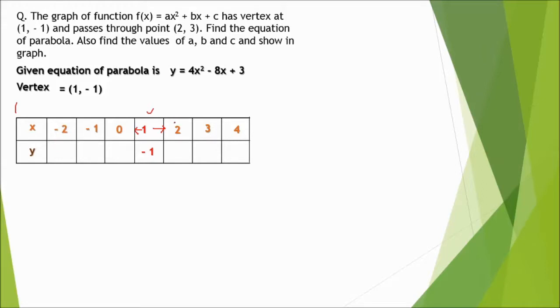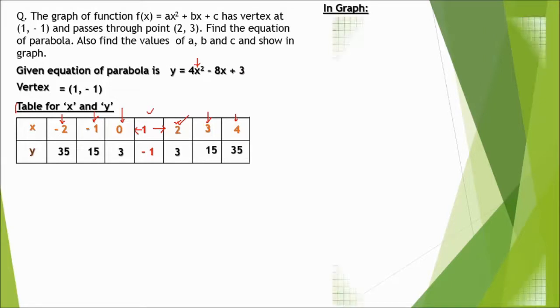So if we use the value of x as 2 here, then you get the value of y as 3. Now if we use the value of x as 0, you get the value of y as 3. In the same way, if we use 3, then y is 15, and if we use -1, then 15. For 4, it is 35, and for -2, 35. So that is the table for x and y. And in the graph, we need a bigger graph.